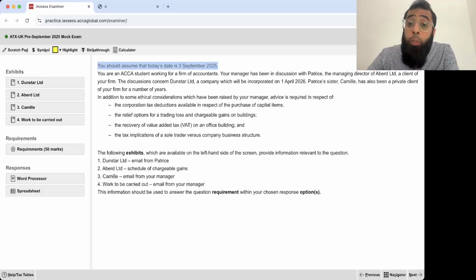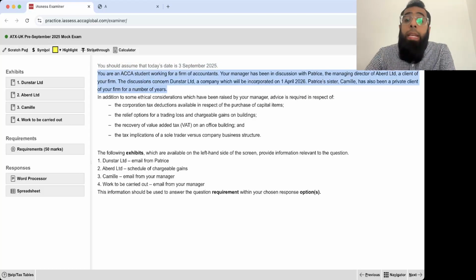You should assume that today's date is 3rd September 2025. You are an ACCA student working for a firm of accountants. Your manager has been in discussion with Patrice, the managing director of Abred Limited, a client of your firm. The discussions concern Dunster Limited, a company which will be incorporated on 1st April 2026. Patrice's sister Camille has also been a private client of your firm for a number of years.